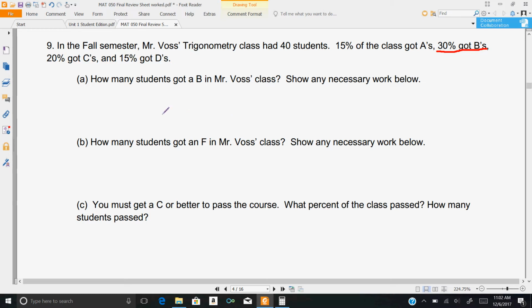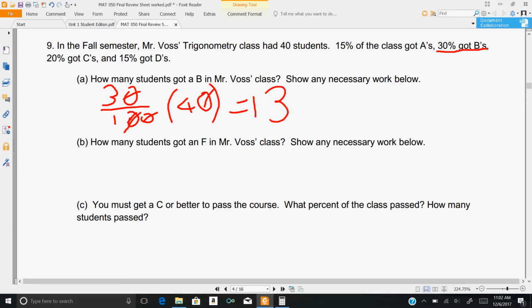So 30 out of 100, but there weren't 100. There were 40. We multiply by 40, and we can divide this by 10 and divide this by 10, and we end up just doing 3 times 4 divided by 1. If that doesn't make sense to you, go ahead and put that in your calculator, but that's our answer there.